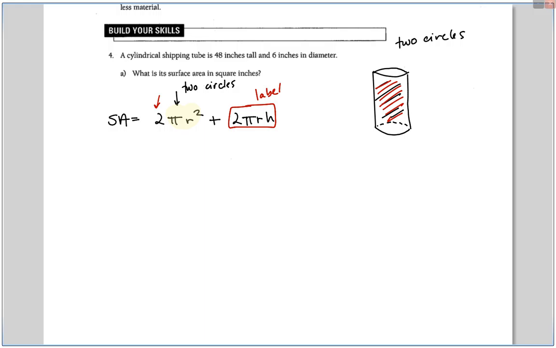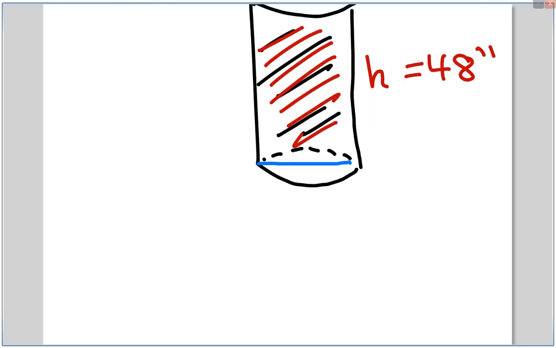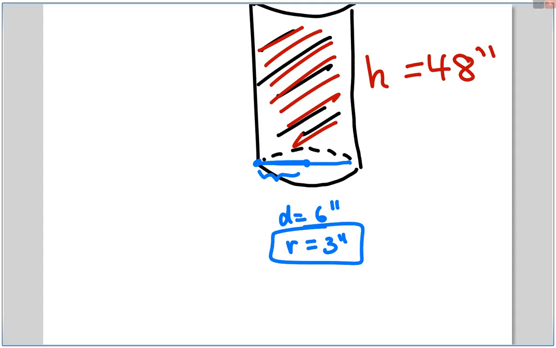Okay, so what do we have here? H represents the height. It's 48 inches. And then we have a diameter here of 6 inches. Remember, diameter is the whole way across. So if the diameter is 6 inches, the radius is half of that, 3 inches. The radius will go from there to the center. Edge to center is the radius, and that's the one we use in the formulas.